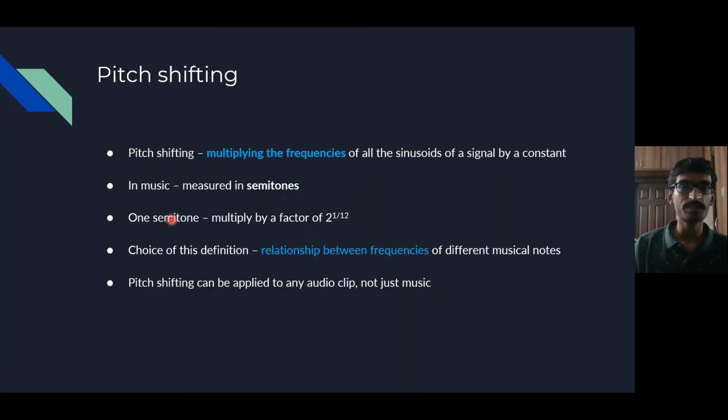So in music, the extent of pitch shifting is measured in semitones, where one semitone corresponds to multiplying by a factor of 2 to the power 1 by 12. The choice of this definition is associated with the relationship between the frequencies of well-known musical notes. And also, pitch shifting need not be applied to only a musical clip. It can be applied to any audio clip.